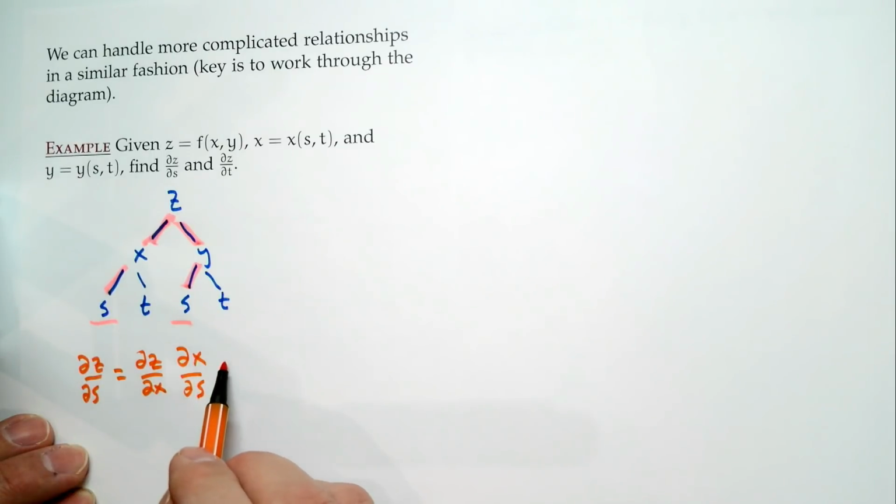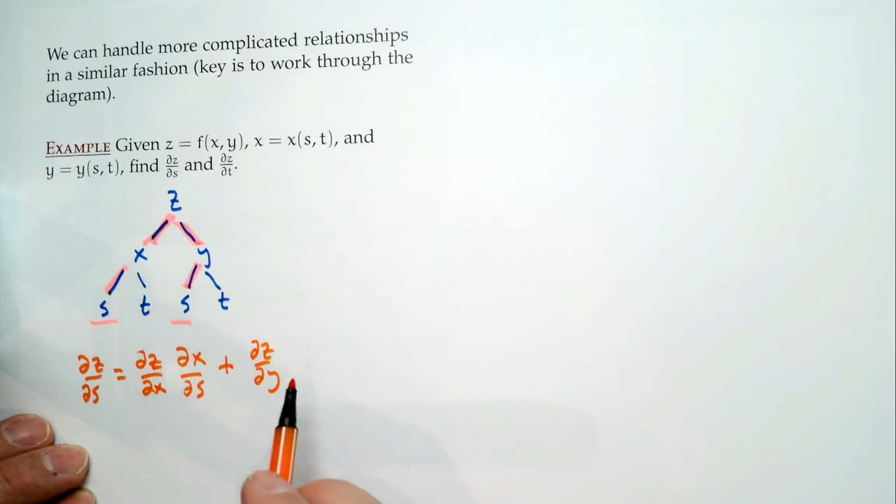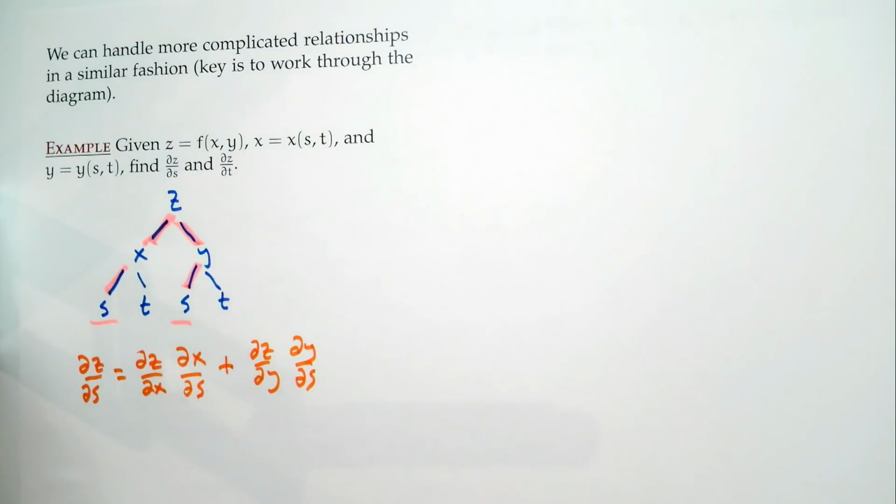What would my second term be? Partial z, partial y. How does z change with y? And then partial y, partial s. All right. Now, what if I wanted to do it with respect to t? Partial z, partial t.